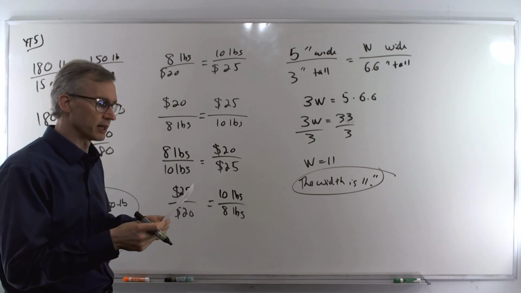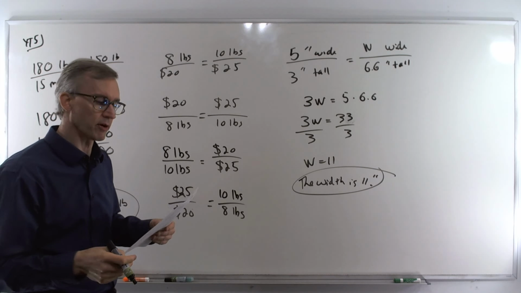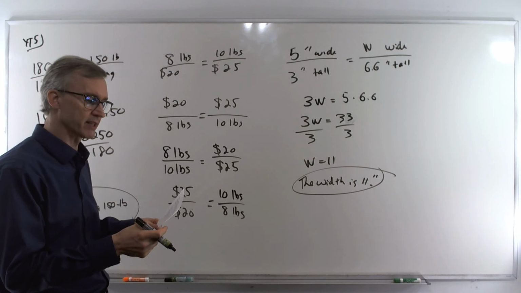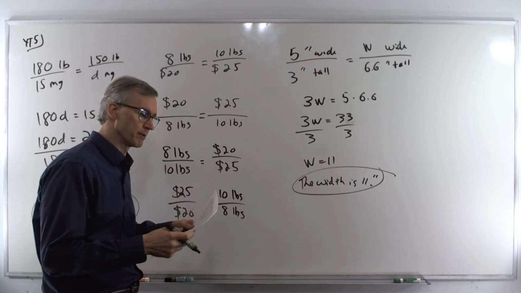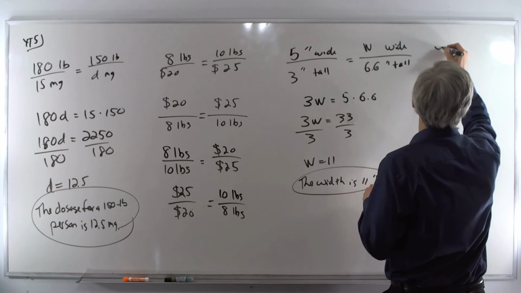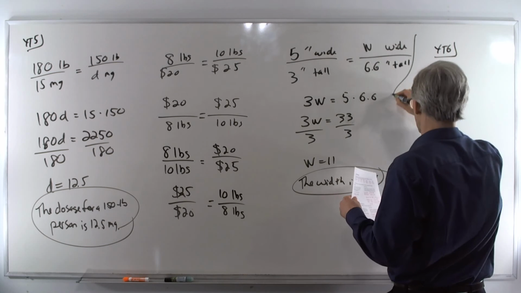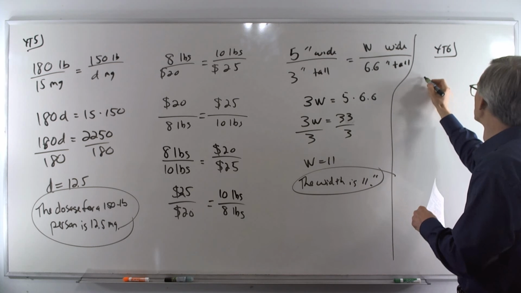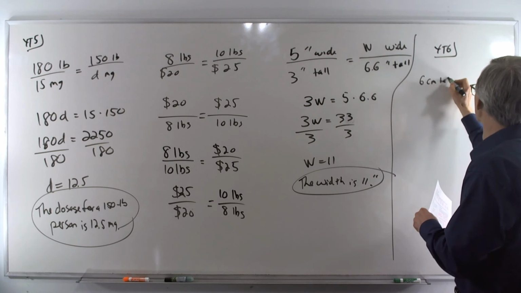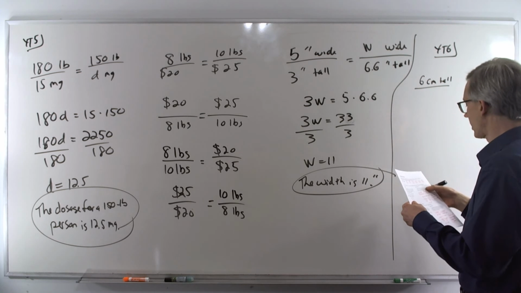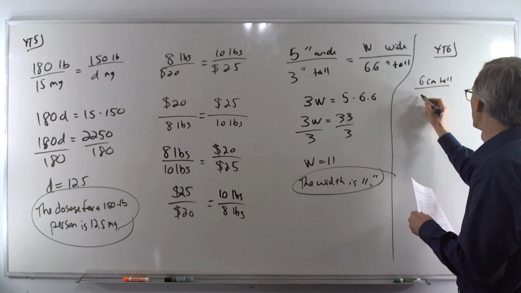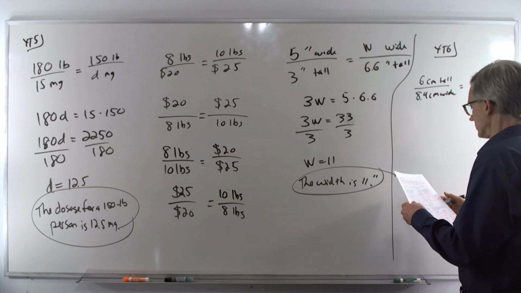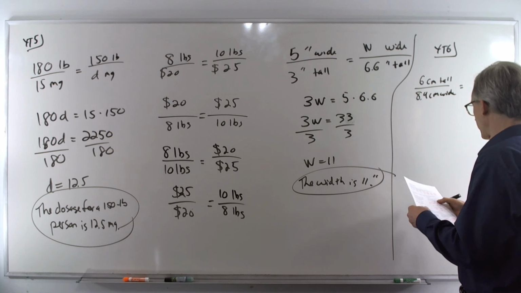Your turn number 6. A digital image is 6 centimeters tall and 8.4 centimeters wide. To fit on a web page, it must be 3.5 centimeters wide. So how tall must the image be? So the two related quantities, 6 centimeters tall and 8.4 centimeters wide. And on the other side, we know that it's 3.5 centimeters wide.